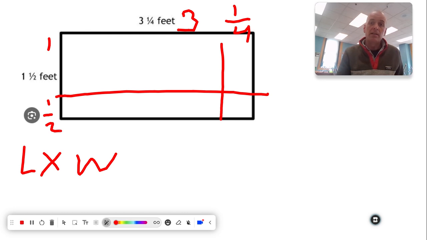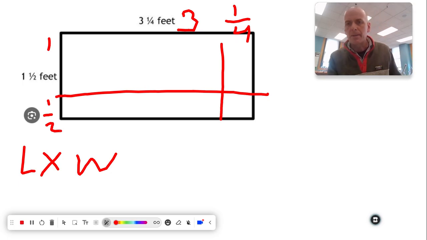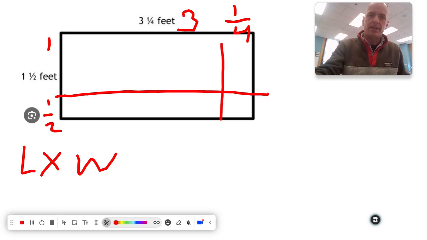Now you can see it, you could actually multiply this as an area model. The only issue with that strategy is you end up with different denominators, and then you have to make all the denominators equal. It's a pain. But that strategy does work if you want to do that. What I'm teaching you to do is this.